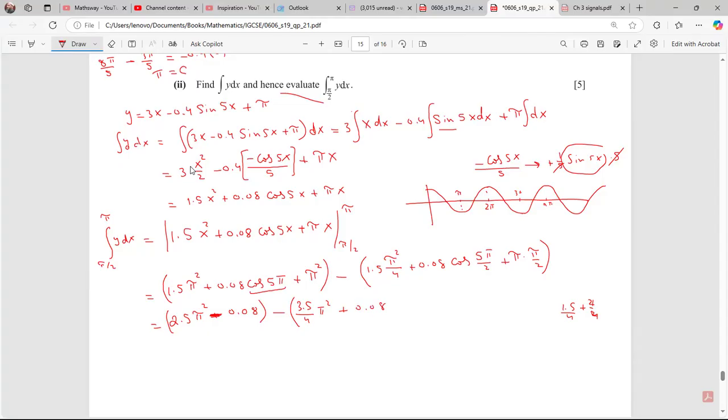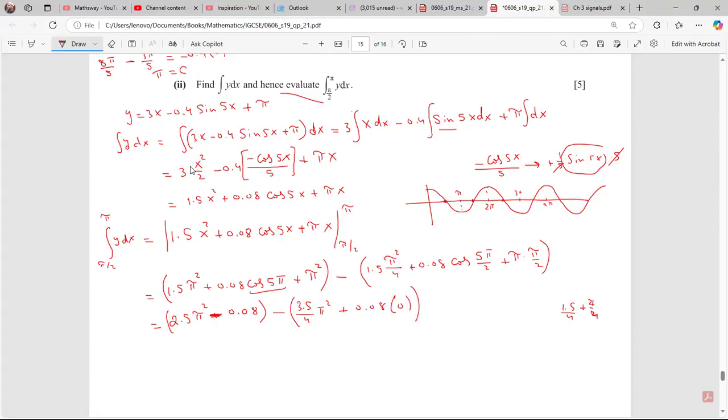Now what is this? 5 pi by 2. You see, this is pi by 2, right? And this is 3 pi by 2. And this is 5 pi by 2. So whenever we have an odd multiple of pi by 2, it's going to be 0. So this is 0 basically.